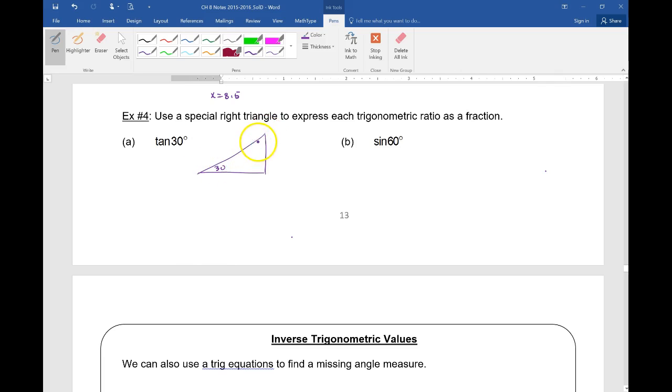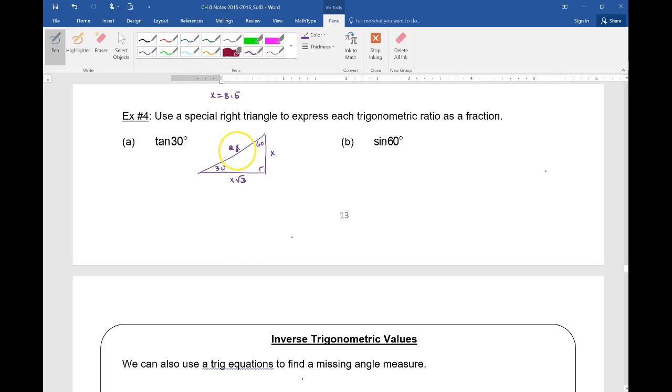30, 60, 90. Okay? Now, you know that this is the short side, the short leg, and this is the long leg. You can label them as X for this one. And if the short leg is X, how big is the longer leg? X root 3. And this is 2X.